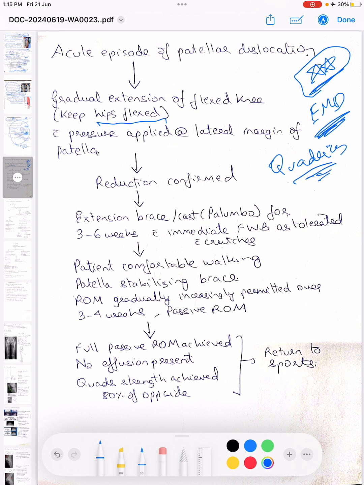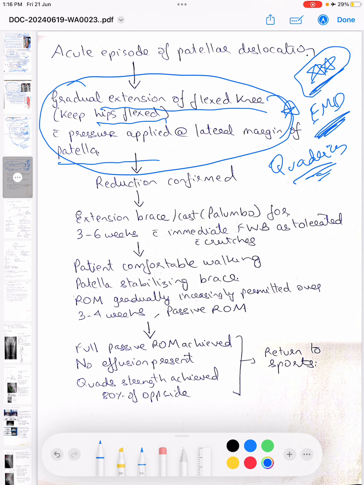After flexing the hip, what do we do? We gradually extend the knee. With one hand, we apply some pressure to the lateral margin of the patella, trying to medialize the patella. Both these things have to go hand in hand. Gradual extension of the flexed knee, keeping the hip flexed to relax the quadriceps, and pressure applied lateral to medial to relocate the patella, which has been laterally subluxed, right? Usually patellar dislocation reduces easily in EMD with this maneuver, keeping all these three things in mind.